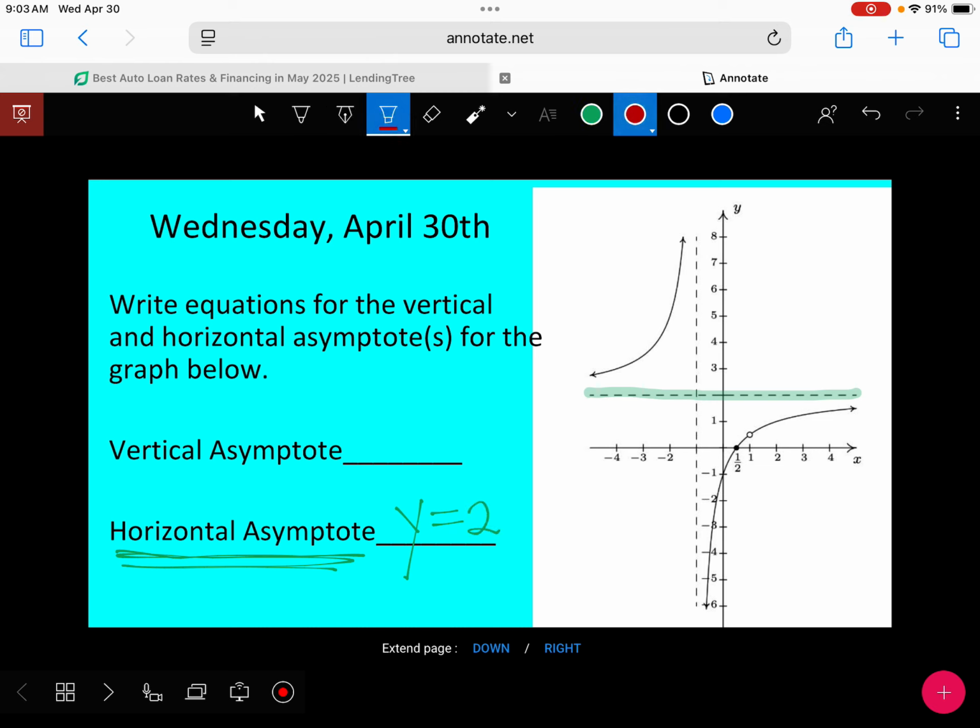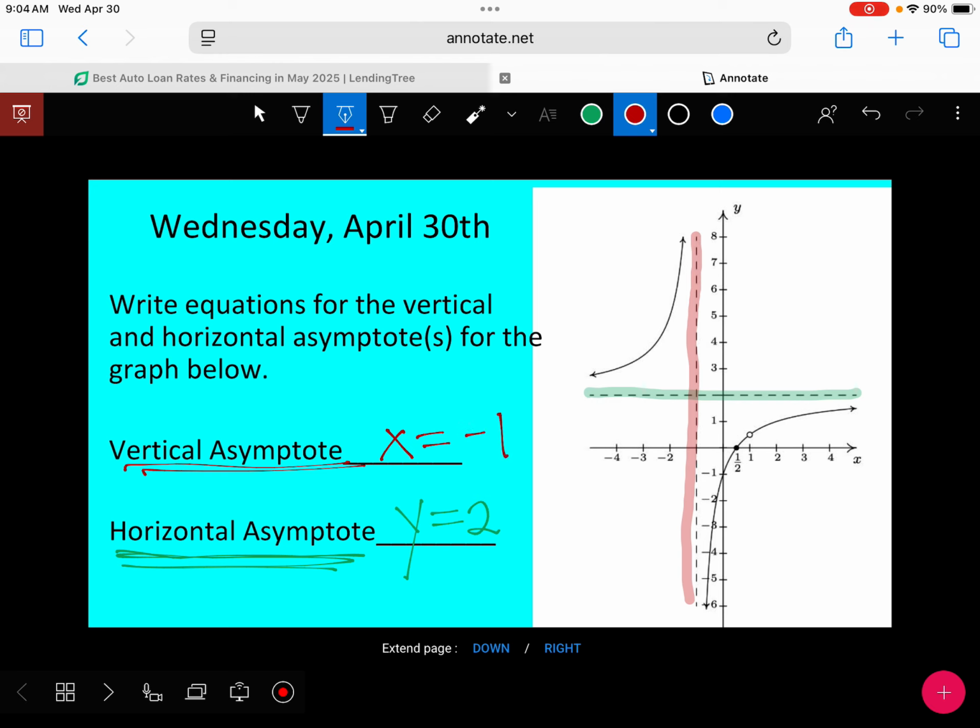And then your vertical, that's this one. Vertical asymptote. Amari, you okay? Okay. Vertical asymptote starts off with x equals. And where does that go through the x-axis? What's the point where it goes through it? -1. Who agrees that it's -1?